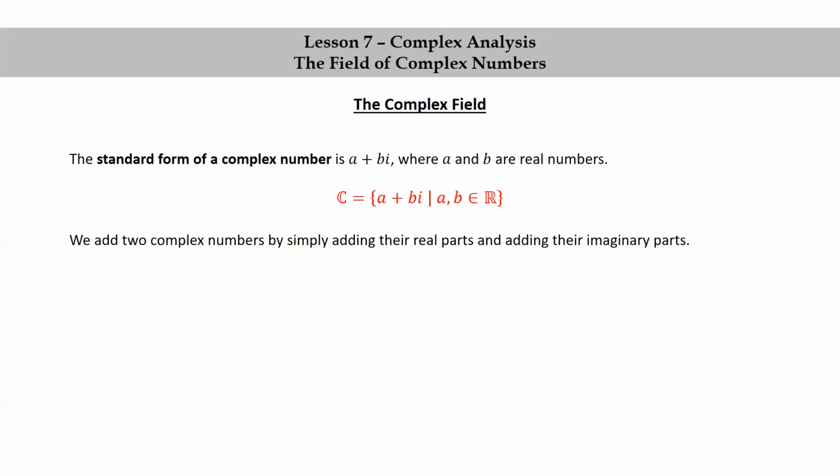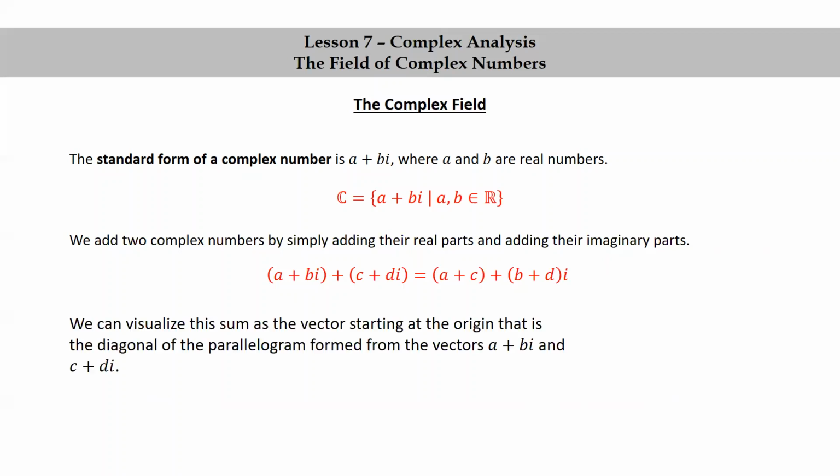We add two complex numbers by simply adding their real parts and adding their imaginary parts. So (a plus bi) plus (c plus di) is (a plus c) plus (b plus d) times i. We can visualize this sum as the vector starting at the origin, that is the diagonal of the parallelogram formed from the vectors a plus bi and c plus di.